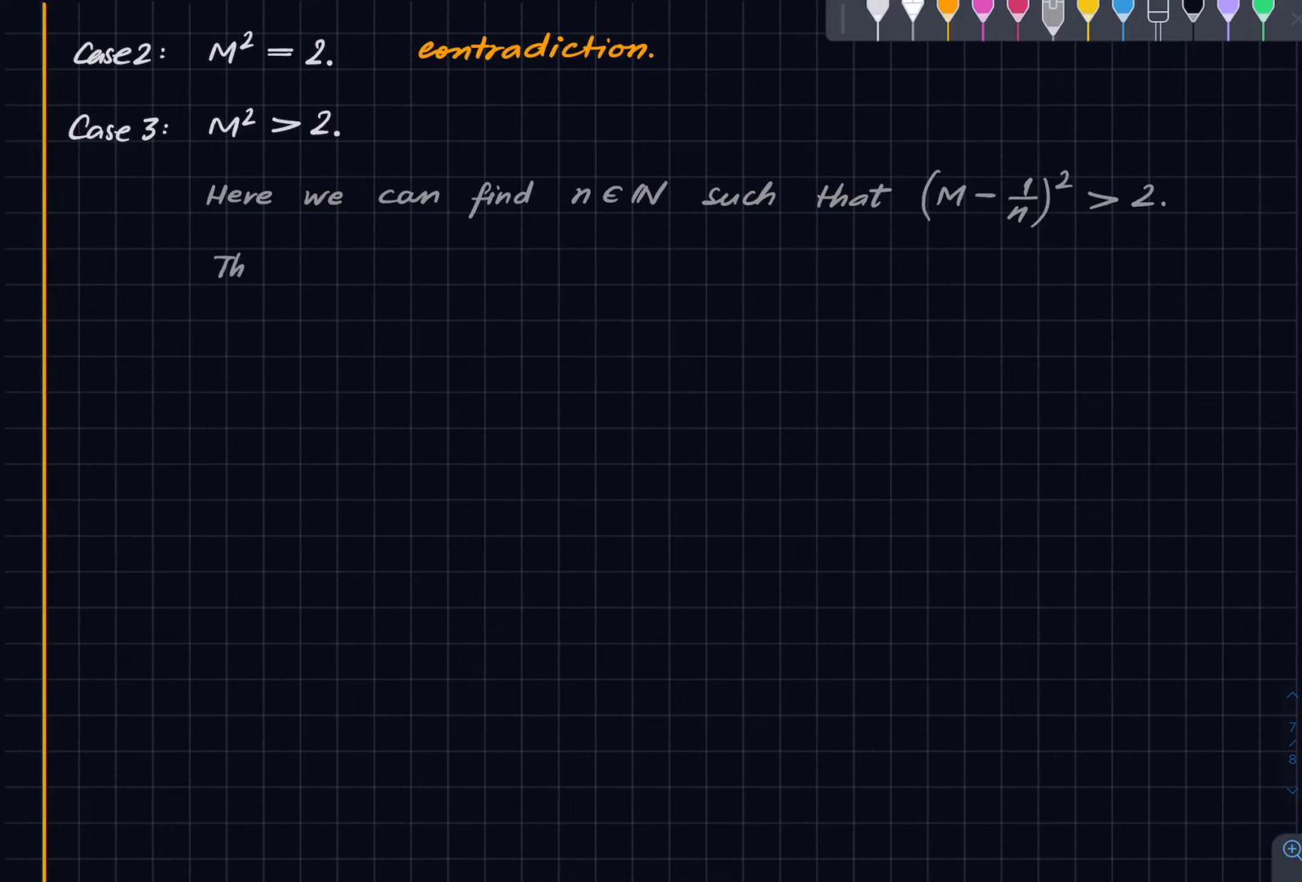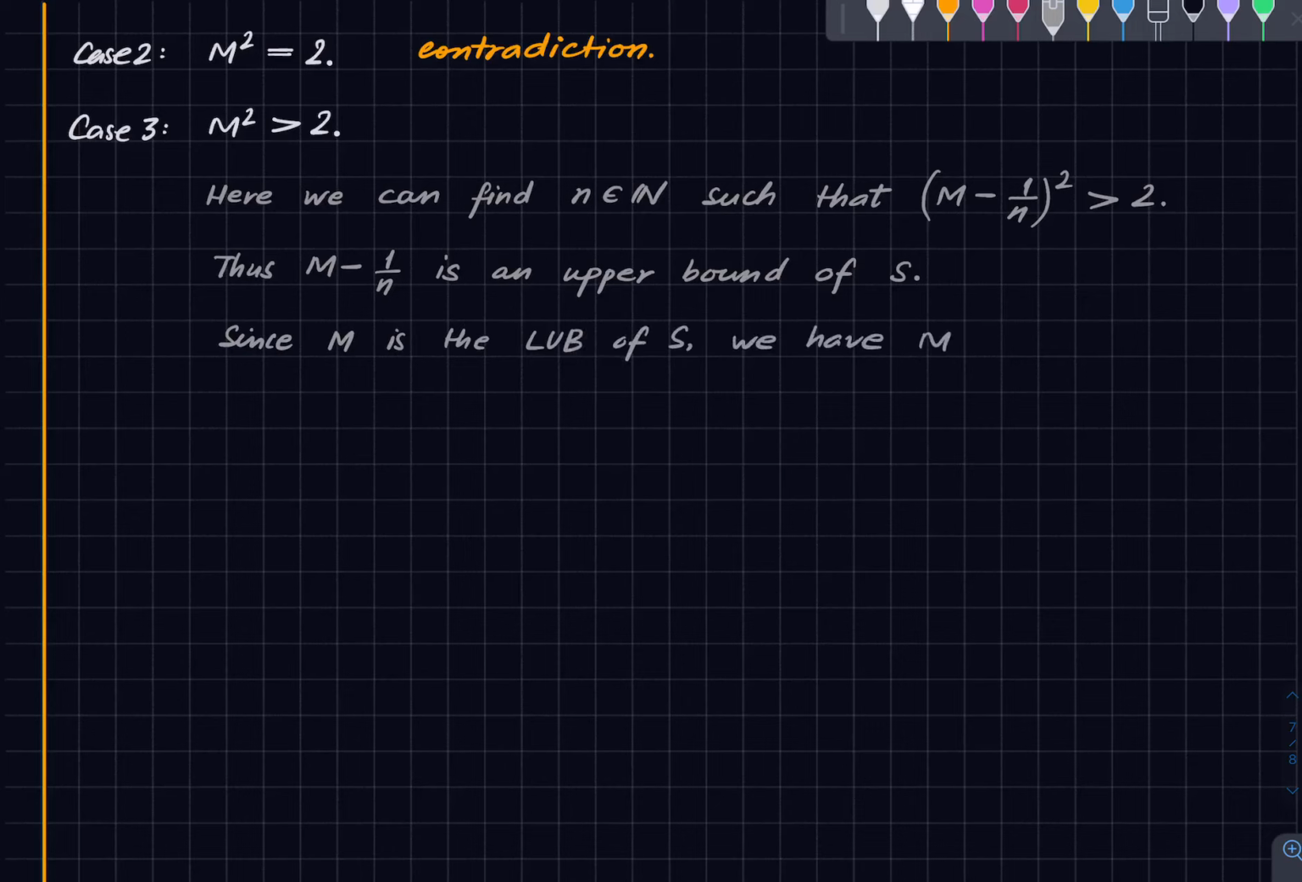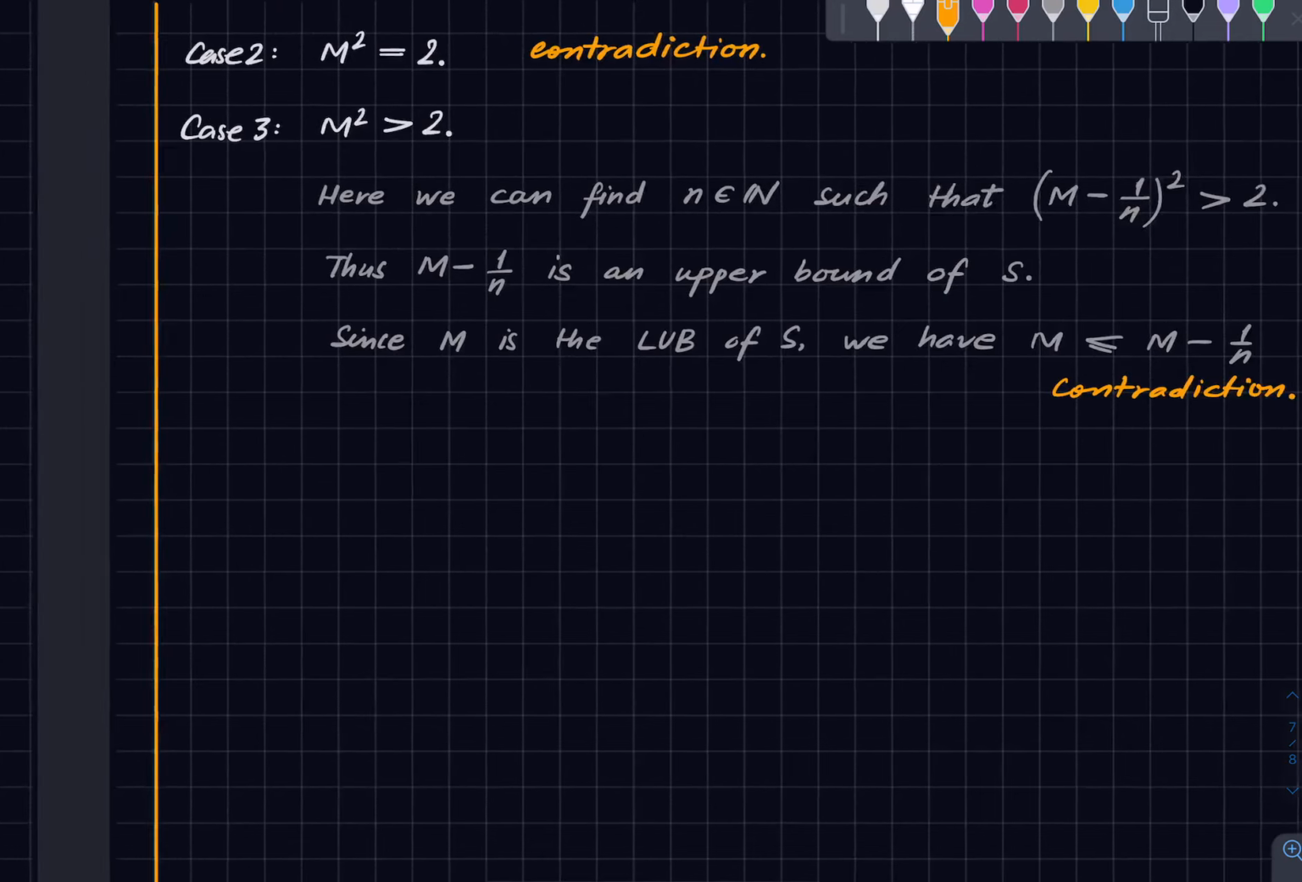Therefore, this will be an upper bound to S. Right? And since M is the least upper bound of S, we have this, which is a contradiction. So in any case, we have a contradiction, and therefore there is no least upper bound to the set S that we have.